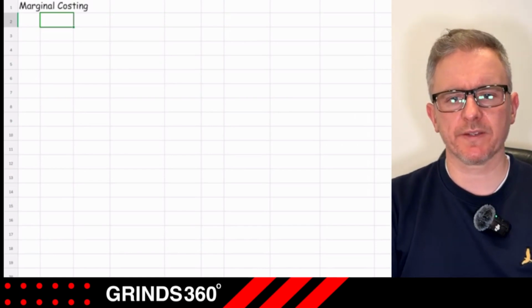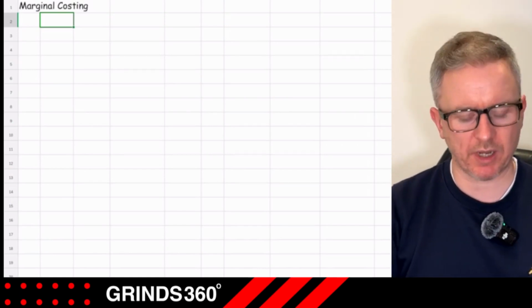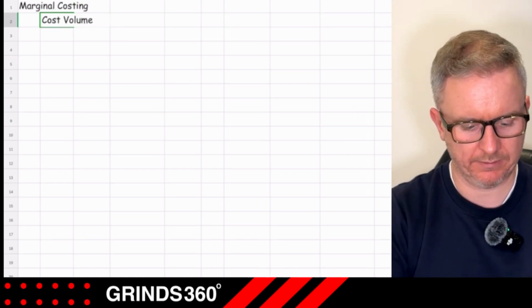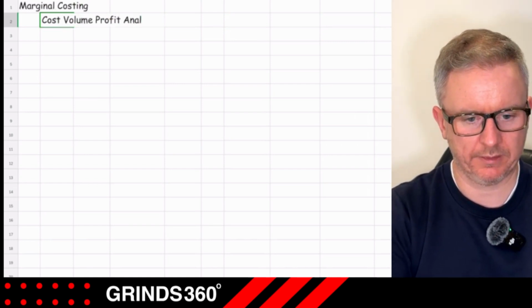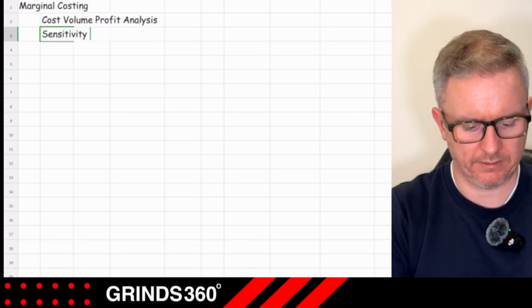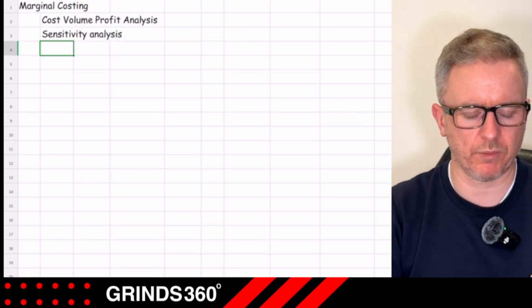Hi everyone. Today we're going to have a look at marginal costing. Now, marginal costing can be called cost volume profit analysis, or it can be called sensitivity analysis. Just if you see it in any textbooks or workings, so you know what we're actually talking about there.